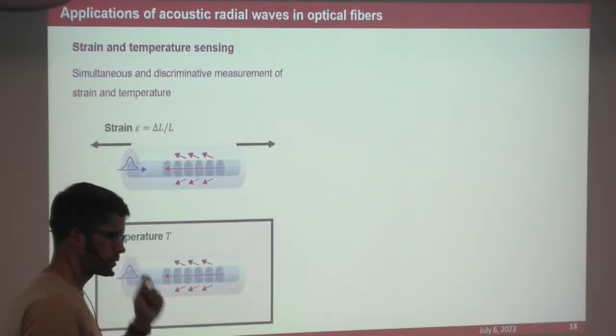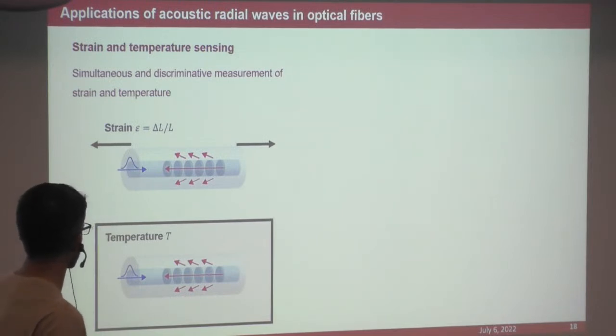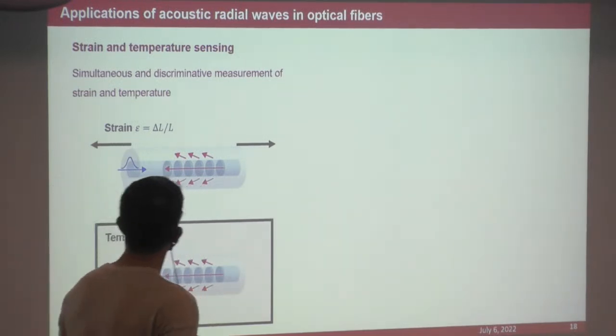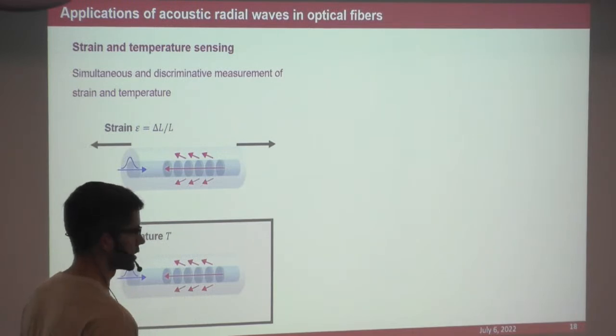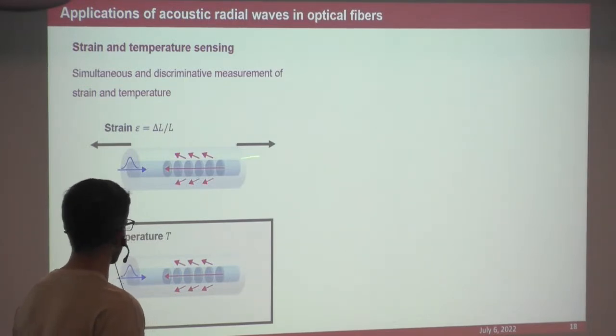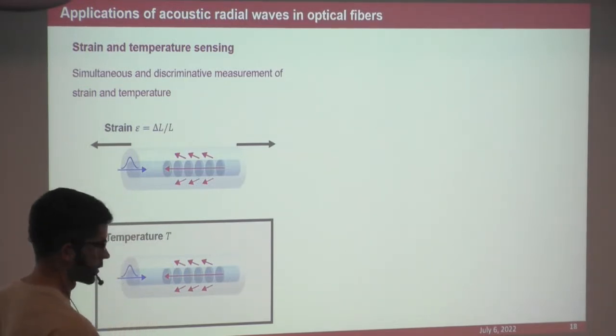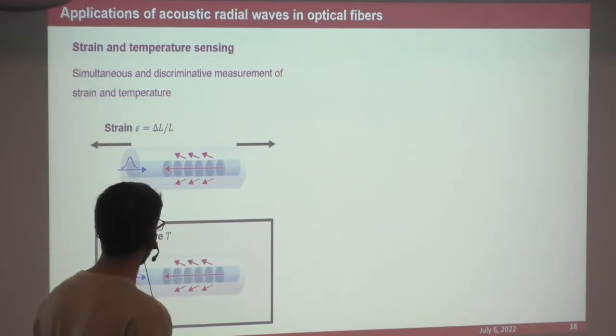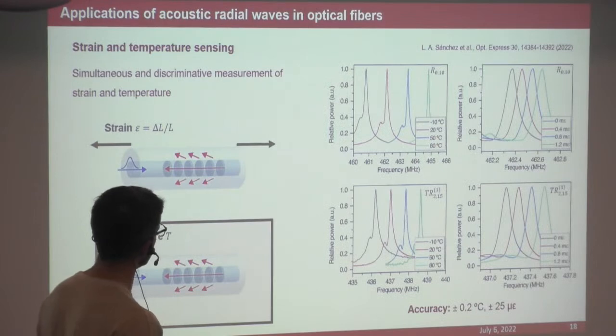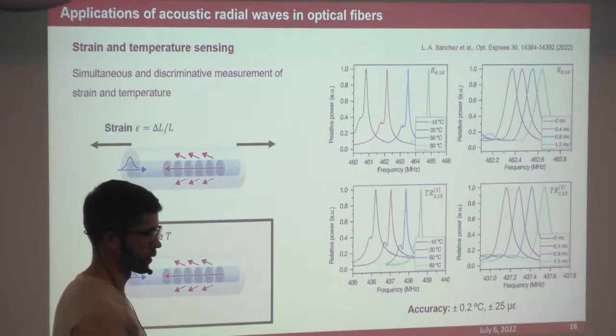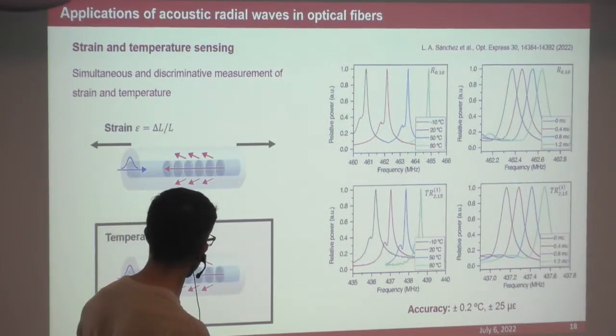Another application is strain and temperature sensing. Not only sensing, but simultaneous and discriminative measurement of strain and temperature. For measuring the strain, we apply a strain in one direction to the fiber, and for measuring the dependence on temperature, we put the fiber inside a temperature chamber. What we are going to see is that the resonances are going to displace because of this strain and because of the temperature.